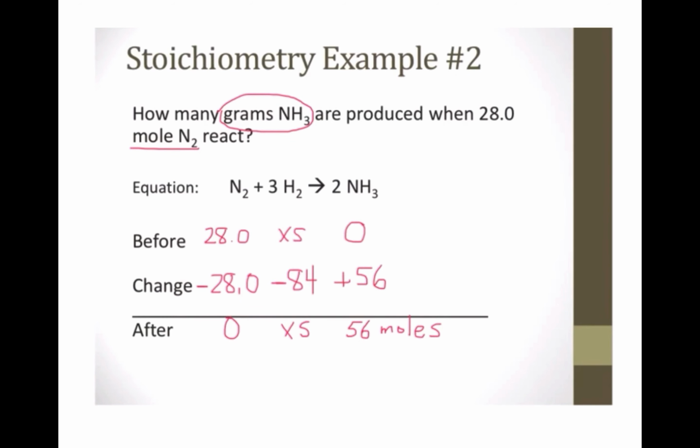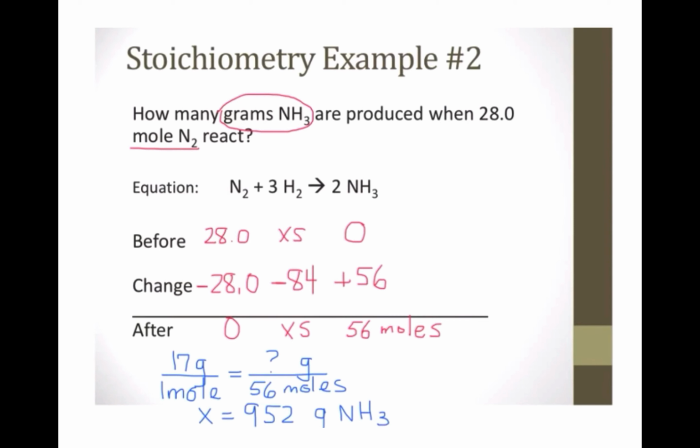Now the problem asks me for grams of NH3. So I'm going to have to do a little conversion to get these moles of NH3 into grams using the molar mass of NH3, which is 17. I'm going to set that up. There are 17 grams of NH3 in 1 mole. But I don't have 1 mole. I actually have 56 moles, 56 times as much. And I want to know how many grams that is. So it's going to be 56 times 17. So X, in this case, is equal to 952 grams of NH3. So these problems are really just a combination of our BCA tables and converting back and forth between grams and moles.